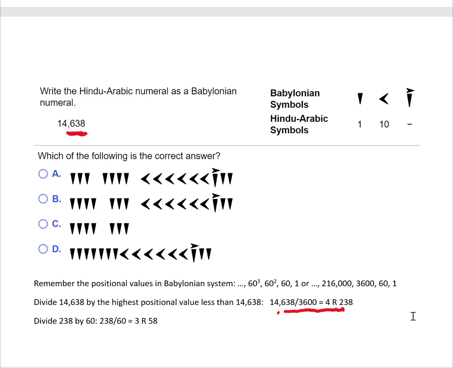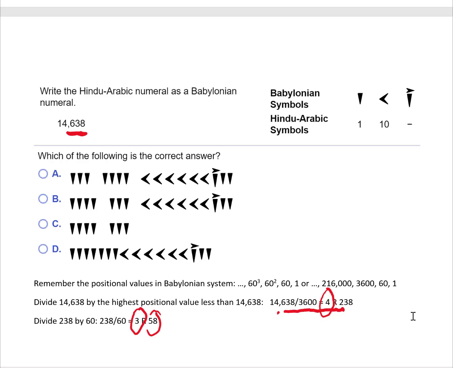And the 238 is going to drop down to the next positional value, which has a value of 60. So I'm going to take 238 and divide by 60. I'm going to circle these because these are the numbers I'm going to need. I've got a 4 and then a 3. And then the 58 is less than 60, so that's going to go into the single units position.